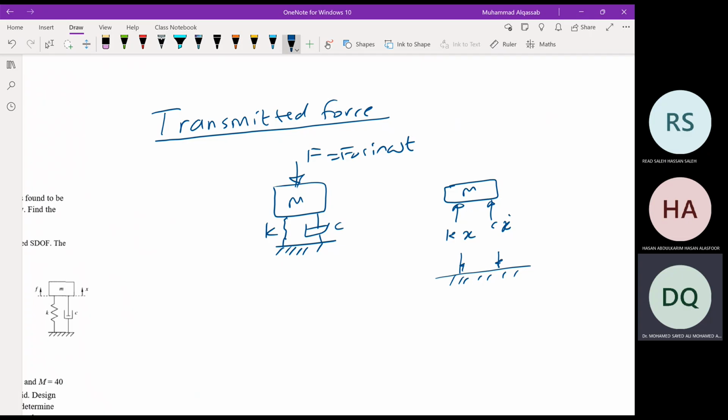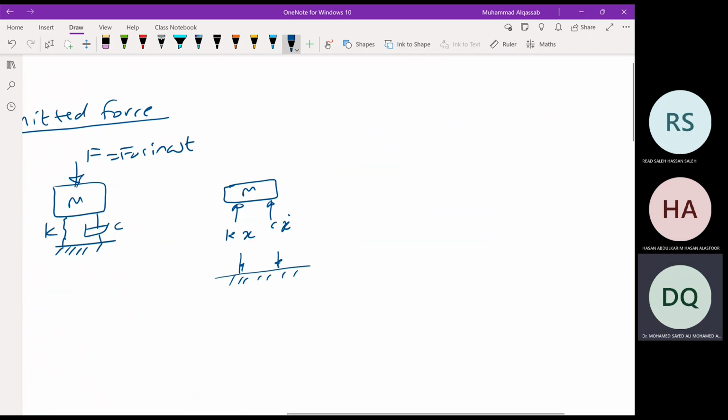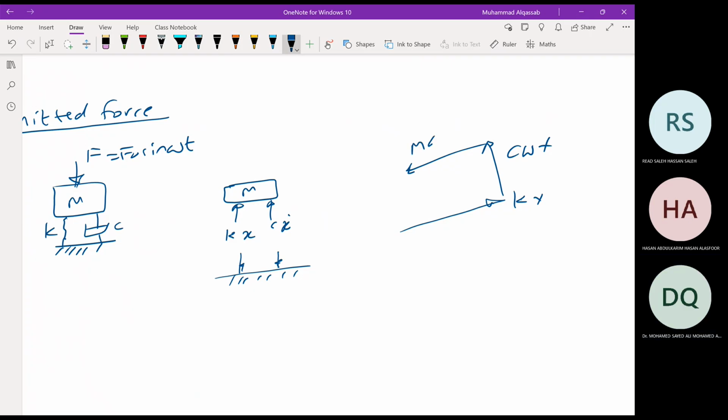So we go back to the force diagram. We have the spring force, the damper force, the inertia force, and this is the applied force. So the transmitted force to the ground is the spring force and the damper force, and the resultant is this one. This is called F of t, the transmitted force that goes through the ground.